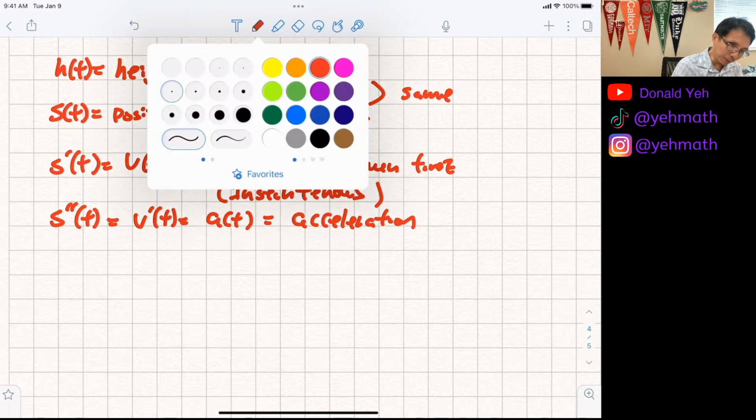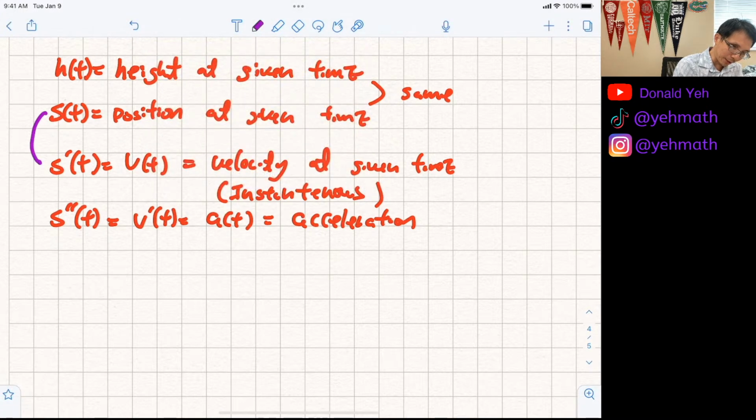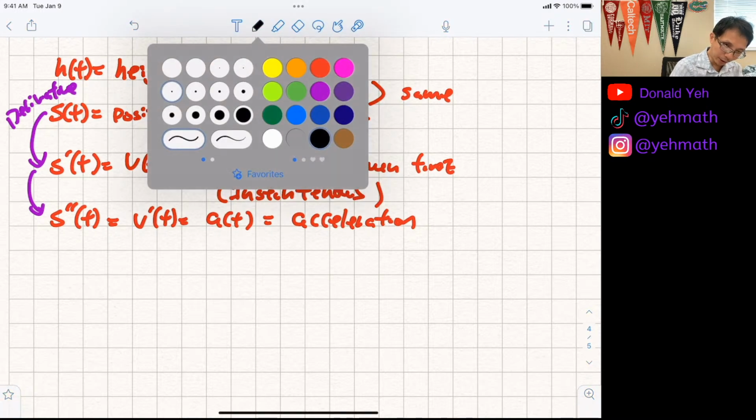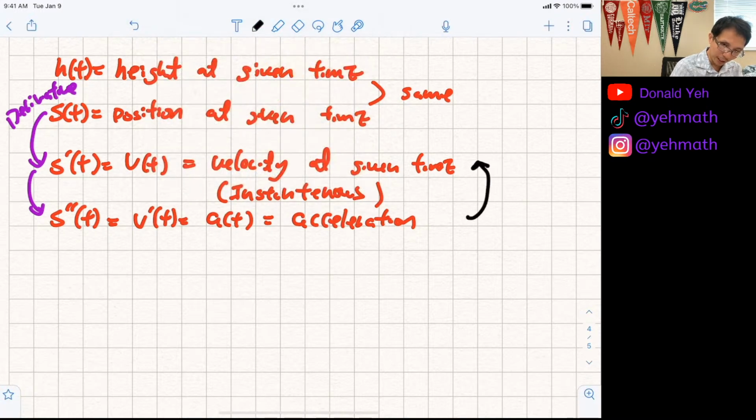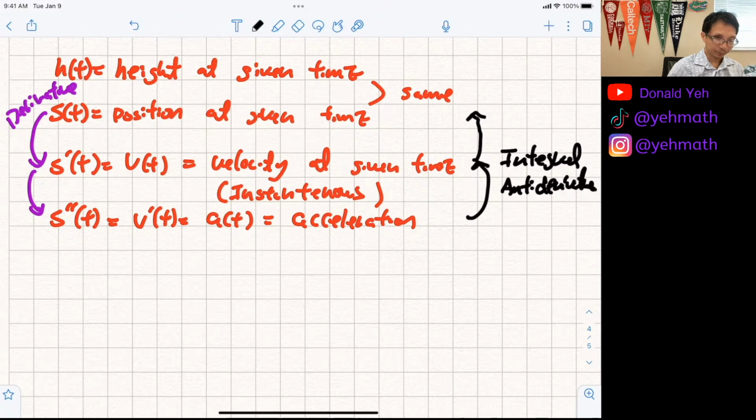Now, in order for you to find the layer one lower, you are taking the derivative. So you're taking the derivative this way. And if you want to go up from acceleration to velocity or from velocity to position, that is the integral, also known as the antiderivative. Okay, so that can go back. Those are things that we already covered.